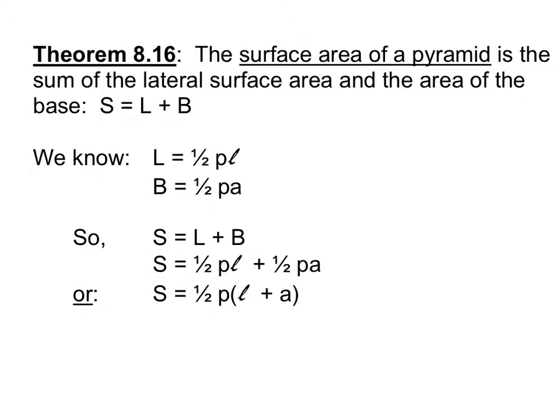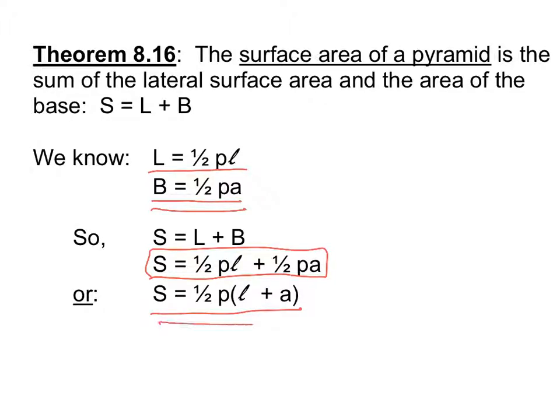Here's Theorem 8.16. It says the surface area of a pyramid is the sum of the lateral surface area and the area of the base. So S equals L plus B. We know that L is 1/2 times the perimeter of the base times the slant height. And we know that for regular polygons, the area of a regular polygon is 1/2 AP, or 1/2 PA. So we can either look at the formula like this, just adding those two pieces, or if we use a little algebra and pull out the 1/2 P, we could also use this formula.